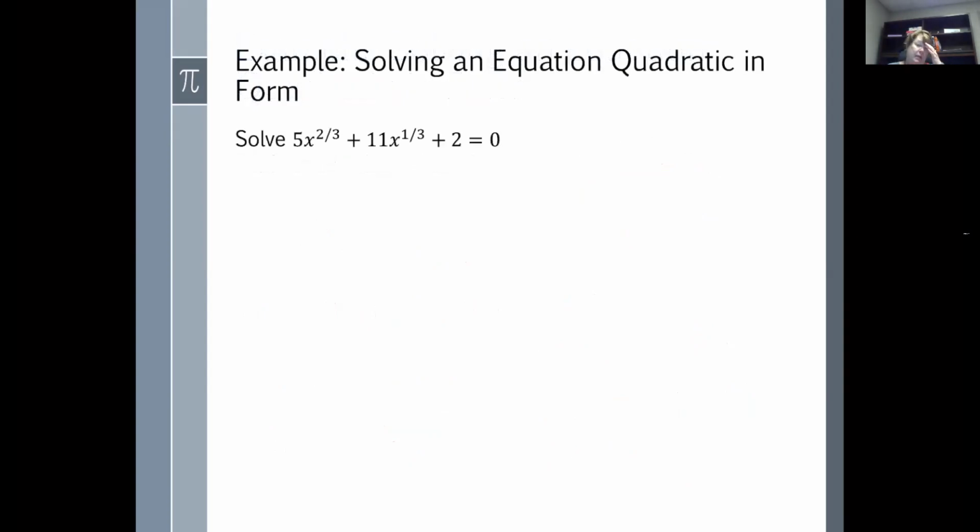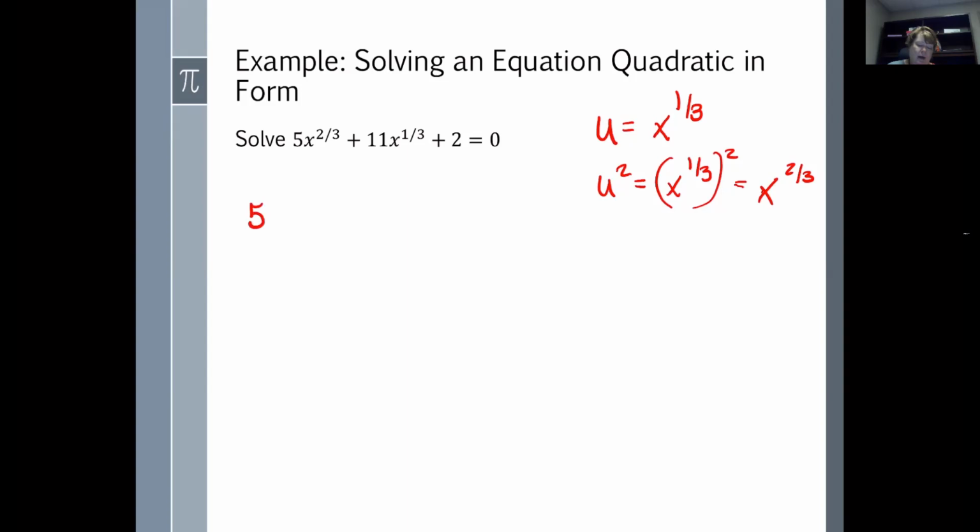Okay, now let's solve this equation that's quadratic in form. It's quadratic in form because the first exponent, 2/3, is 2 times the second exponent, 1/3. 2/3 is 2 times 1/3. Okay, so we're going to make a substitution. We're going to let u equal the second variable. So now if I square both sides, u squared is x to the 1/3 squared. We multiply exponents when we raise a power to a power. We get x to the 2/3.